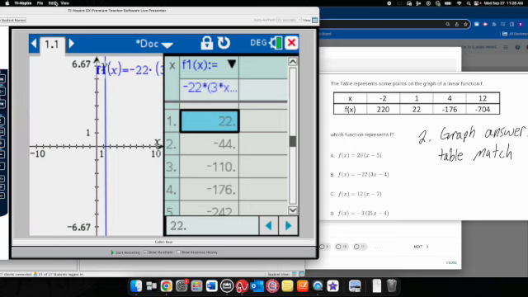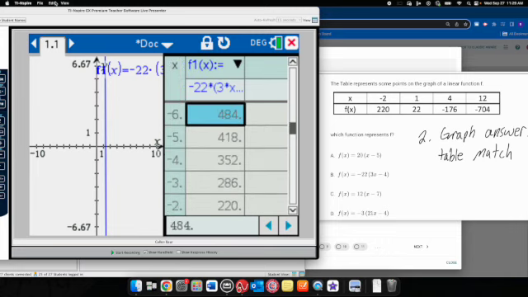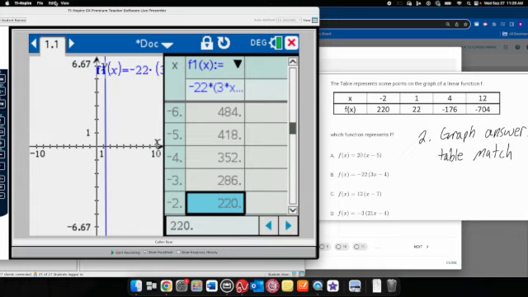So guys, let's take a look at Callan's. Callan graphed answer choice B. Okay, 1 and 22. Notice those two match. Okay, 4 and negative 176. It looks pretty good. Go up for me, Callan. Let's take a look at negative 2. Here's negative 2. Whoa, too far. Here's negative 2 and 220. Guys, it looks like answer choice B does match.